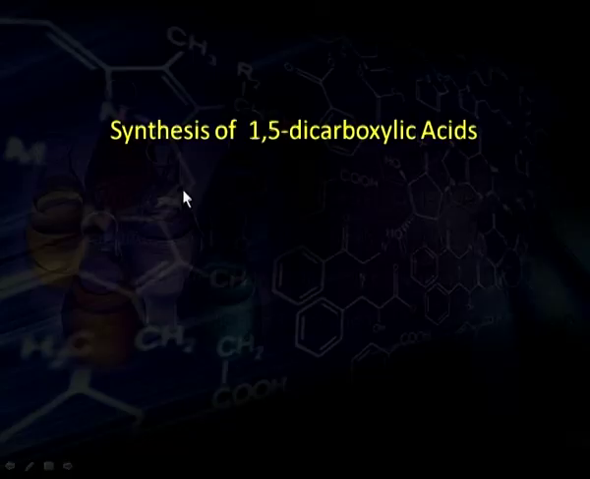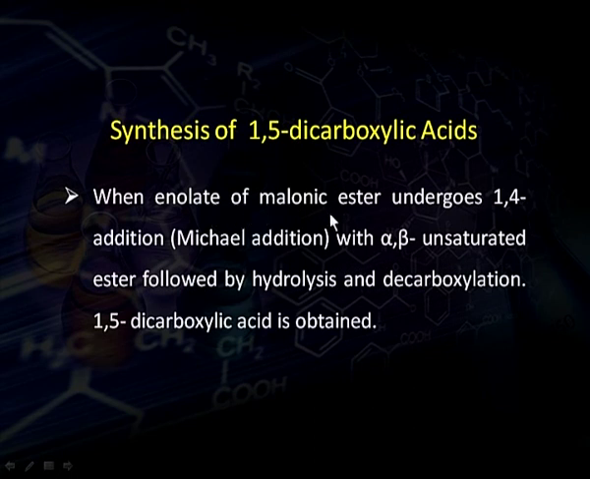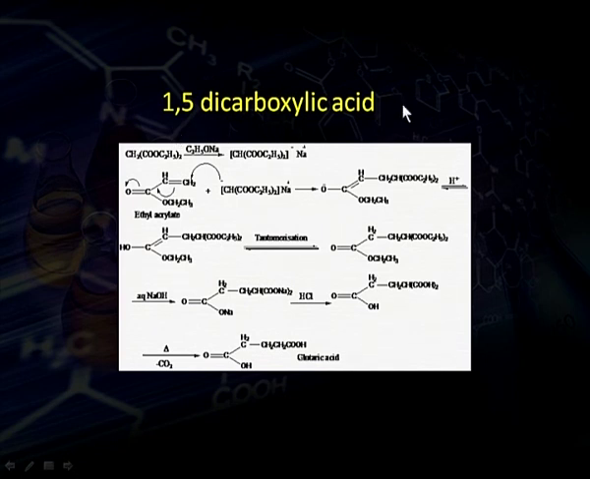We can also synthesize 1,5-dicarboxylic acid. This acid is prepared by taking enolate of malonic ester, which undergoes 1,4 addition, that is Michael addition, upon treatment with alpha beta unsaturated ester. We can prepare 1,5-dicarboxylic acid by Michael addition, taking here alpha beta unsaturated ester as ethyl acrylate, which reacts with sodium malonate. This undergoes addition this way, the double bond shifts here, these electrons here.